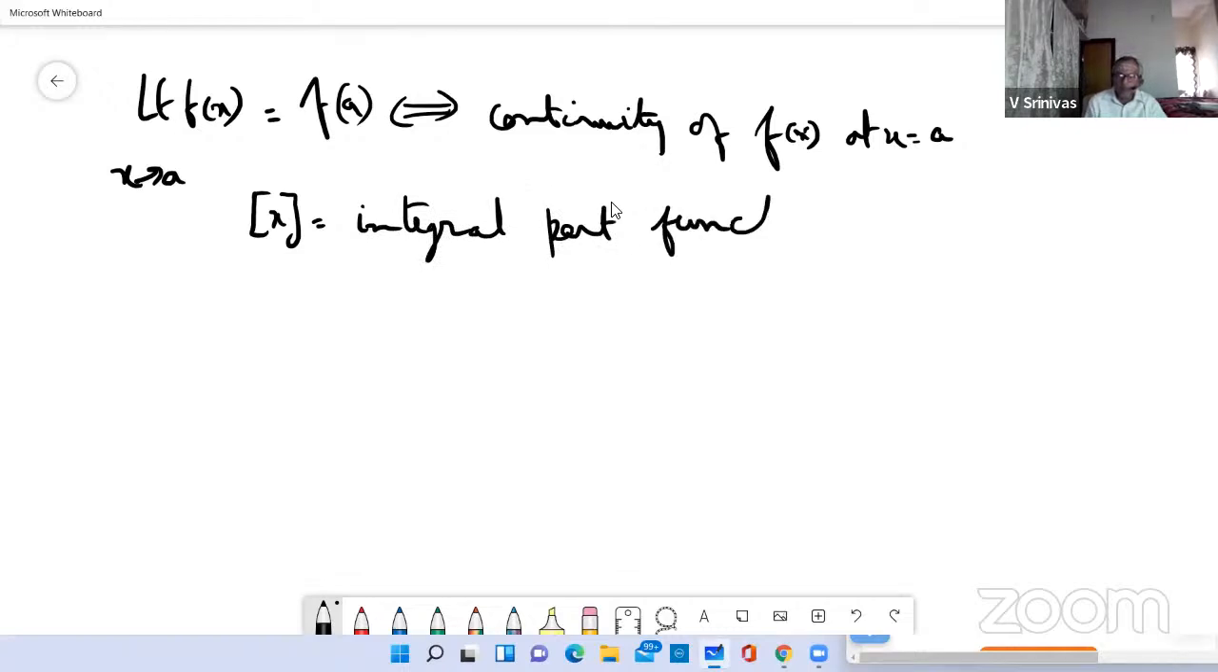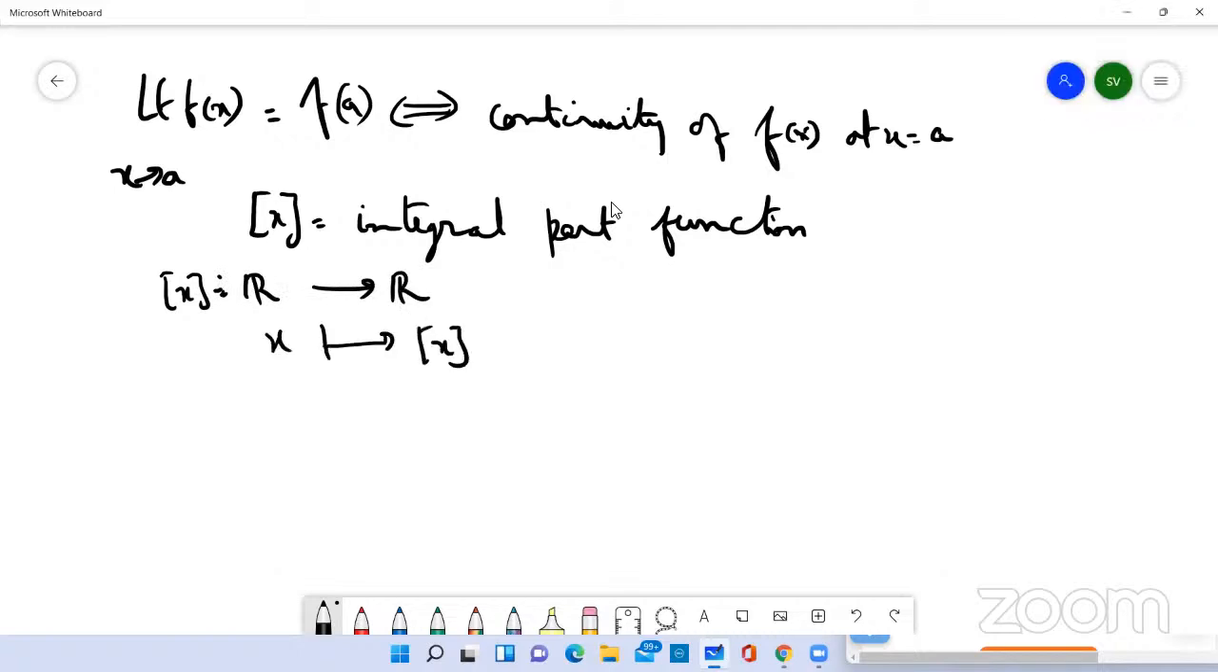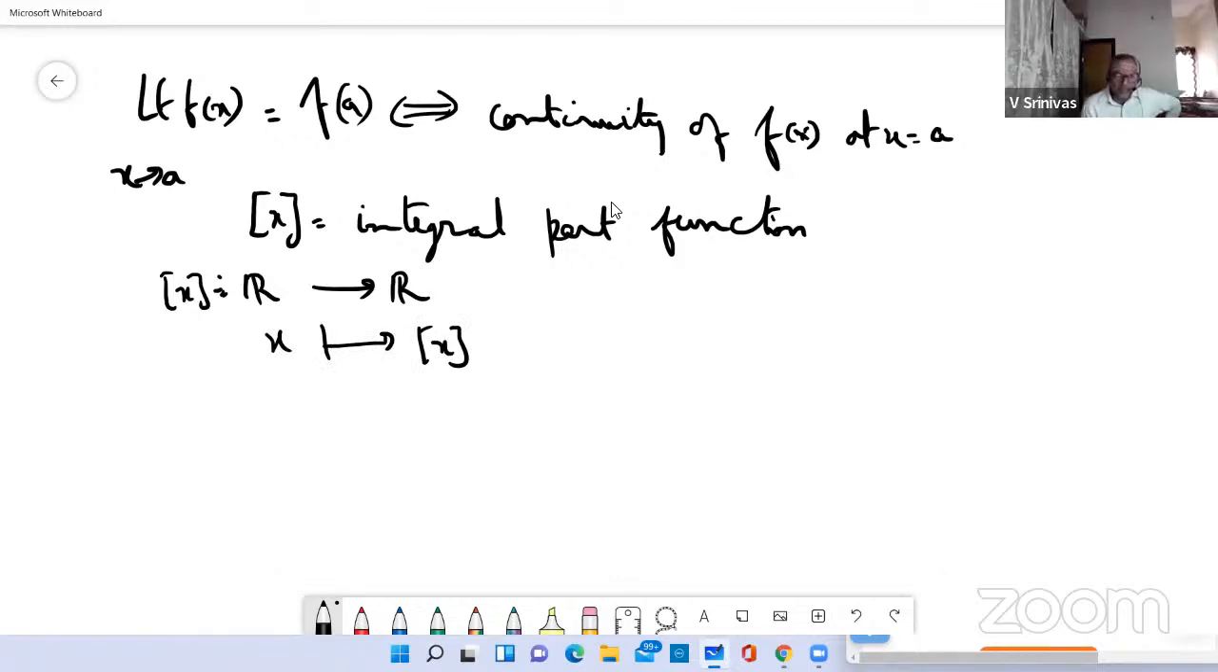Do you know? Hello? What is integral part function? Hello? Is there anybody? Hello? Yes, sir. I don't need to take x. It is the integral part function.